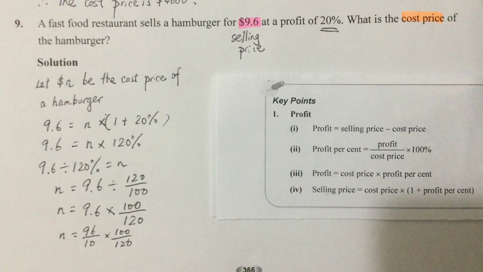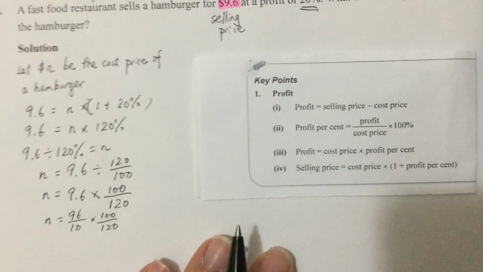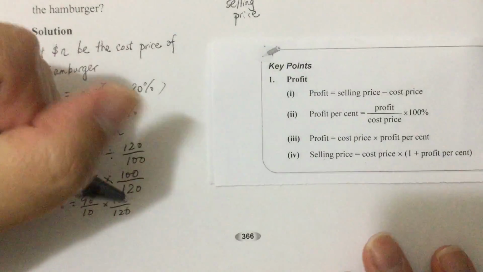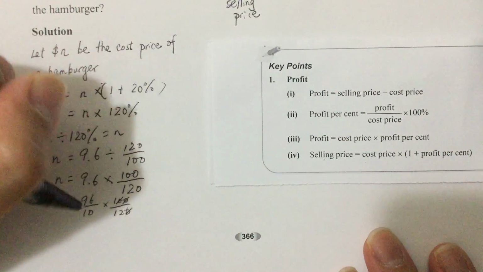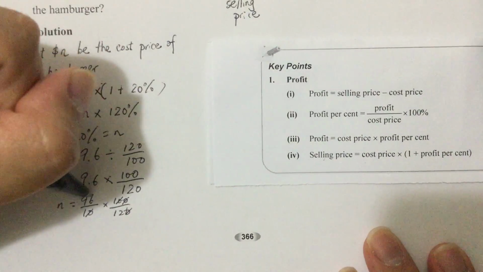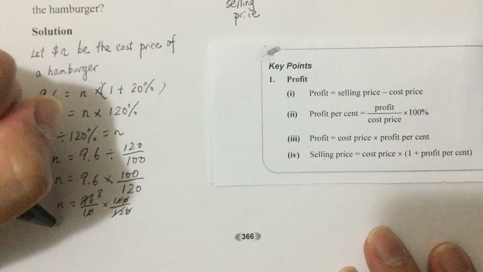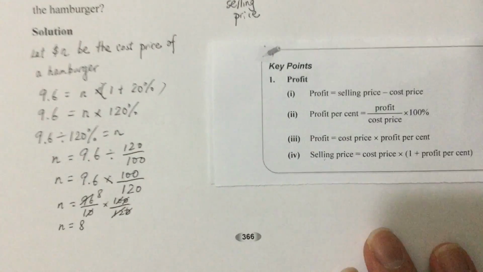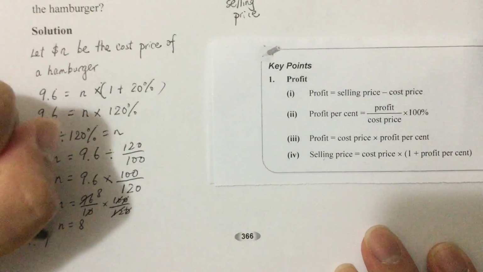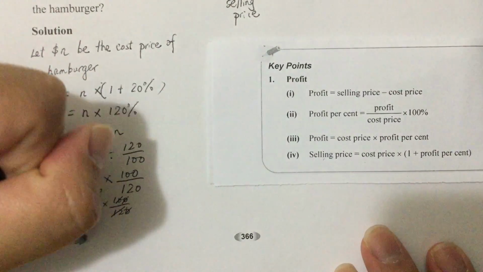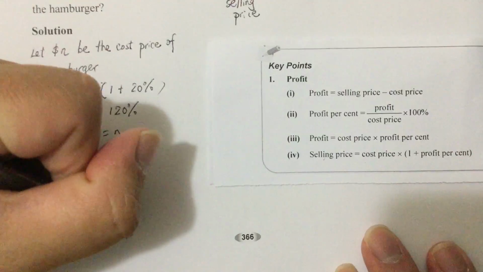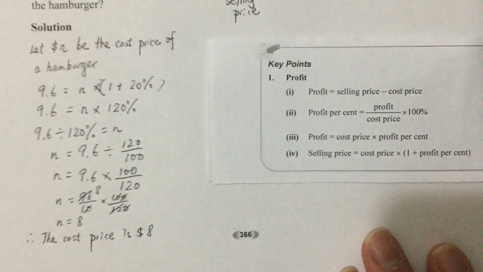Okay, so you can do the calculation. So I move more upward for you. Okay, cancel the 0, 0, 0, 0. Okay, 96 and 12, you got 8 here. So N equals 8. So the cost price is $8. Okay.